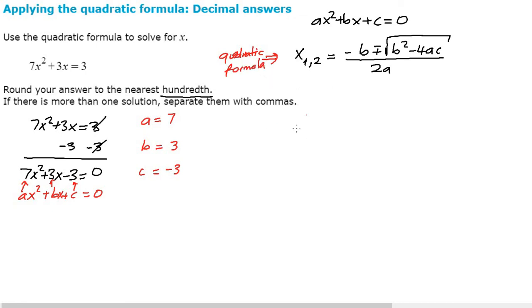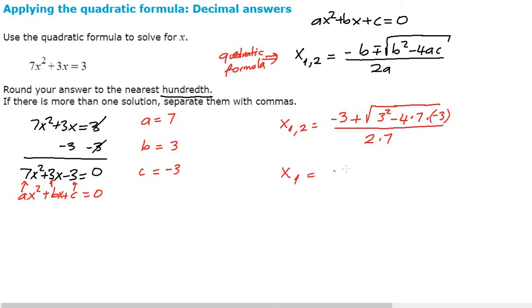Okay, now let's go ahead and substitute the numbers. The x1 and 2 values are found with the formula of negative b plus or minus the square root of b squared minus 4ac, divided by 2a. And when we substitute those a, b, c values, we end up with negative 3 plus or minus the square root of 3 to the second power minus 4 times a, which is 7, times c, which is equal to negative 3. And we divide this all by 2 times 7.